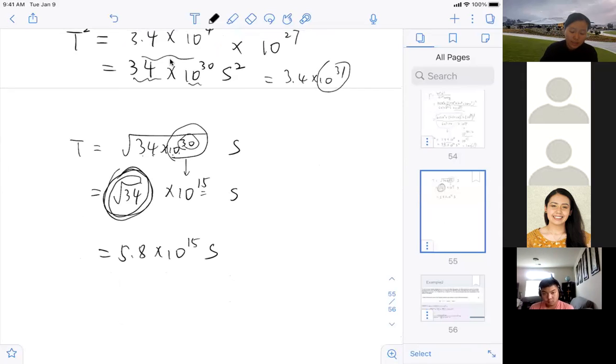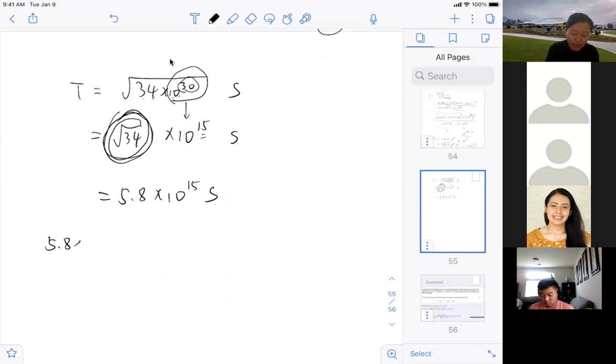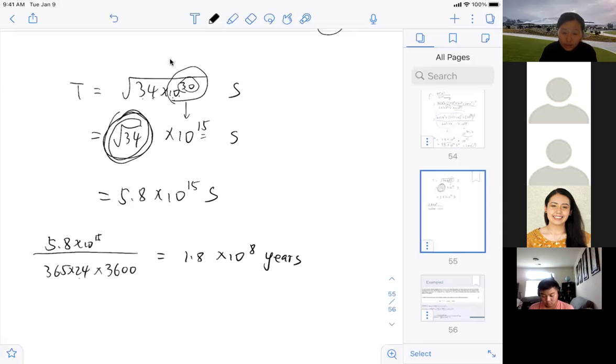Okay, so how long is that? We're going to divide all of that by the number of seconds in a year. That's 365 days, 24 hours, and 3,600 seconds in an hour. So that gives us 1.8 times 10 to the power of 8 years. Wow, how much is that? That is 180 million years. So it's not going to go around the galaxy once in our lifetime, and not for many, many years.